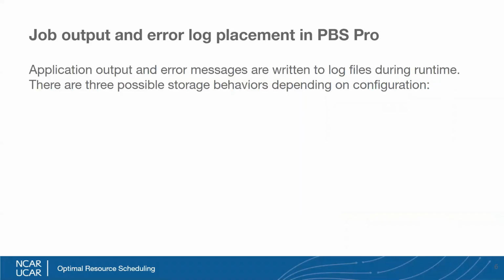Something else to consider is the job output and error log placement in PBS Pro. And this is a little interesting. PBS does it differently than some other schedulers. The output and the error log messages are written to log files during runtime. And you can combine those streams into a single log file with the join option if you want. I like to do that, but that's a configurable behavior. But there are 3 possible storage behaviors depending on how you configure your batch job.